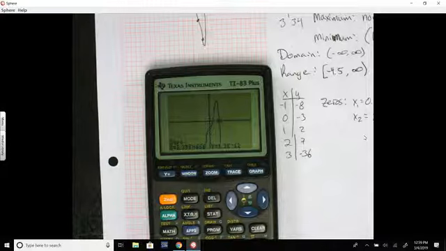Zero, find the maximum value. One, two, not one. Oh, darn.